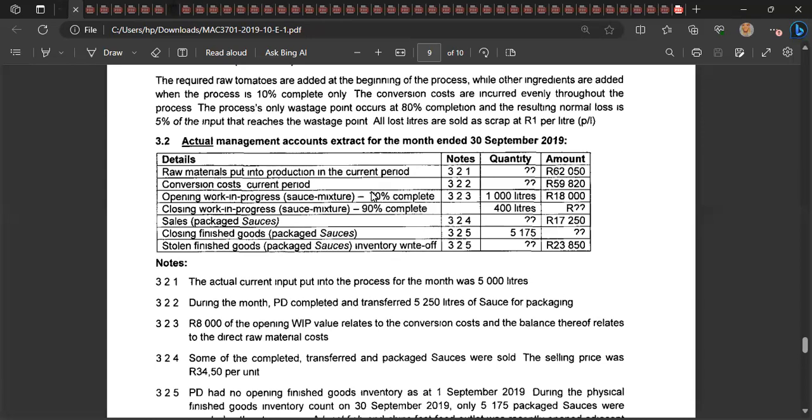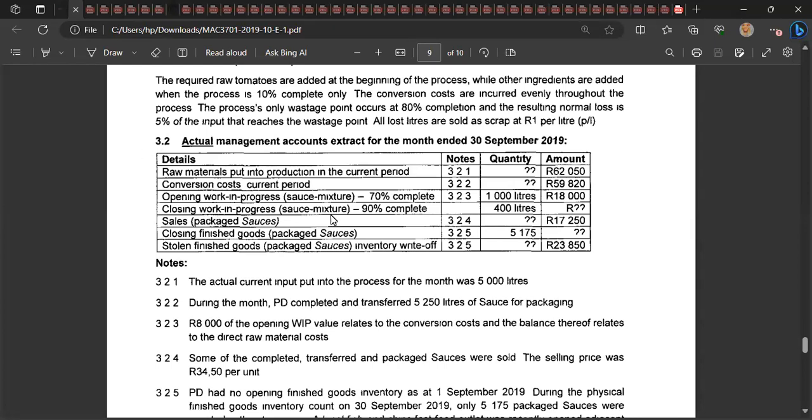So which means at the beginning of the month, we are making tomatoes, right? So this work in progress was 70% to completion. So we're on 70% and our wastage occurs at 80%. So at the beginning of the month, this current inventory had not gone through the wastage point because it's on 70%. The wastage point is on 80%. So when we are calculating the normal loss of 5%, we take into consideration that the opening work in progress has to be included.